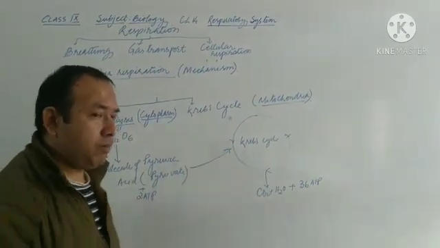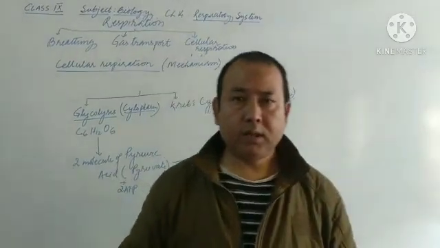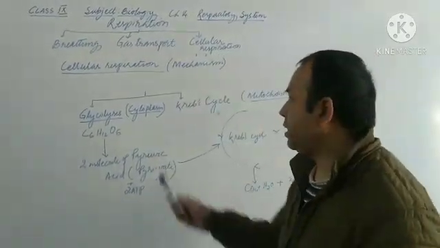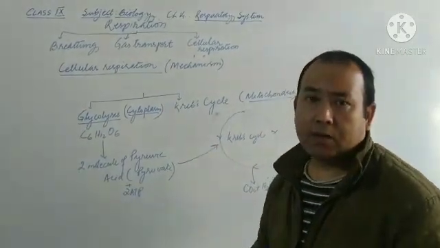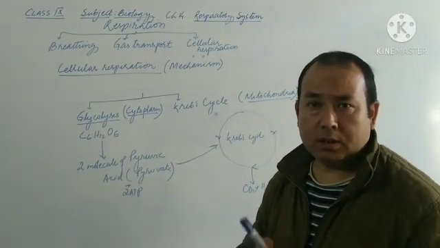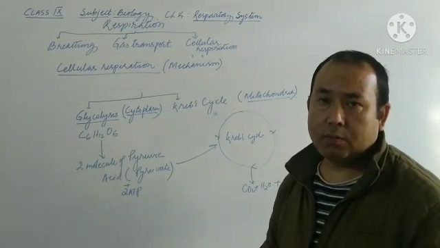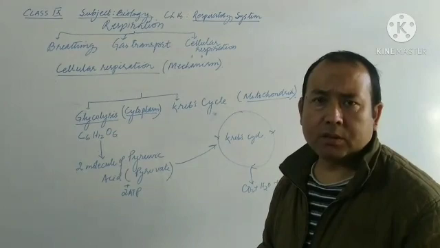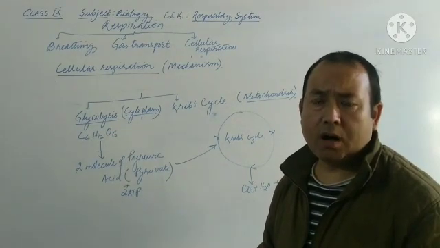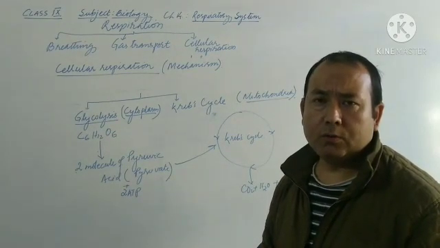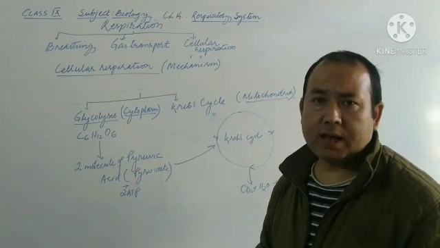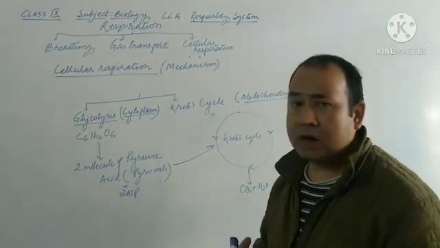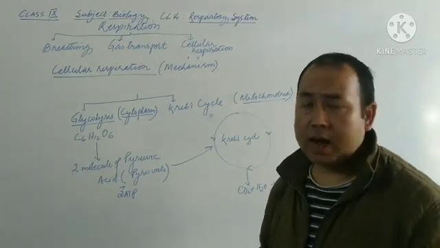Both of them involve two phases, that is glycolysis and the Krebs cycle. The site of glycolysis you need to remember: it occurs in the cytoplasm, because all the enzymes required for the conversion of a glucose molecule into two molecules of pyruvic acid are found in the cytoplasm only.